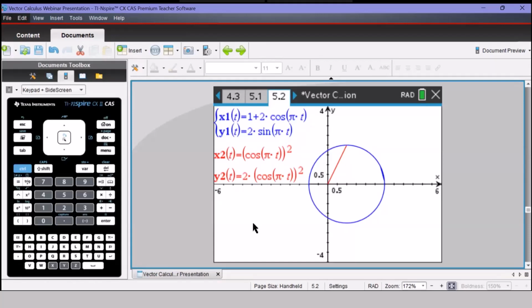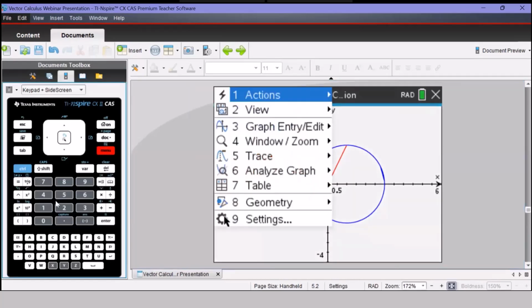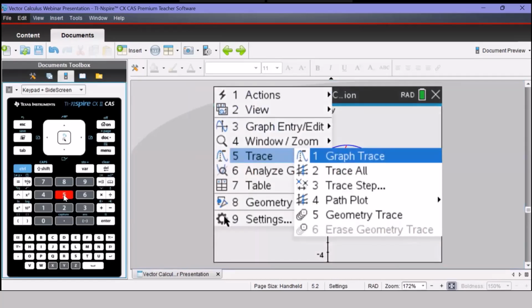Now, the definition of collision is that they should be at the same point at the same time. It's quite possible, when you study two particles moving in two-dimensional space, that they may cross a particular point, but they may cross it at different times. And in that instance, they don't collide. So let's press menu, go to number 5 for trace.